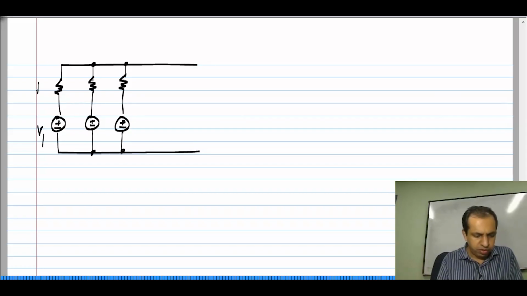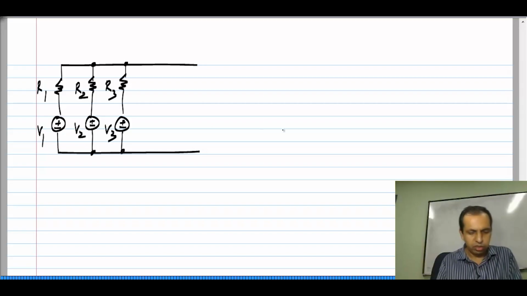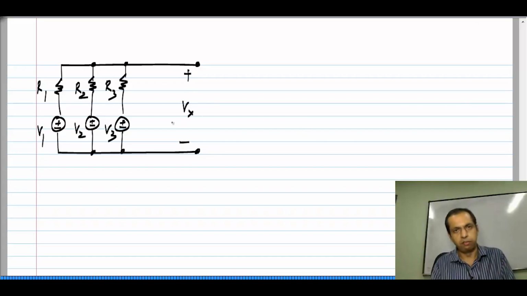Let us say I have V1, R1, V2, R2, V3, R3, and I am required to find the voltage here. Let me call this Vx. How do you find it? Of course, you can apply regular circuit analysis and find it. Now, just for the heck of it, I will use reciprocity to do this.